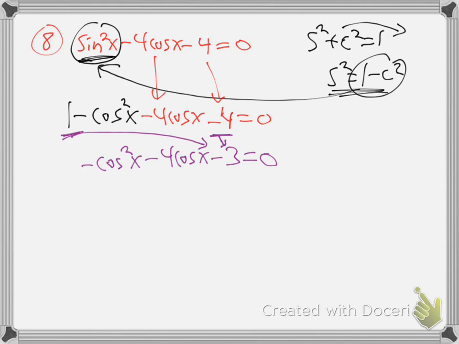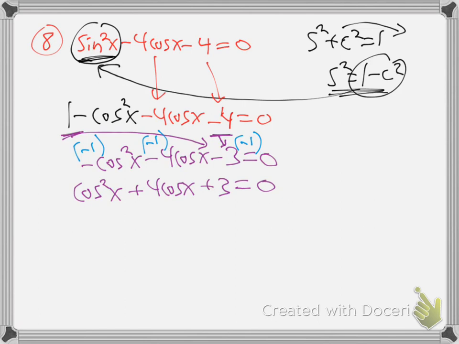Yeah, multiply through by negative, because you don't want your front term, your squared term, being negative. That's just hard to factor. So I would multiply through by -1. Everybody seeing that? Just multiply through by -1. And what do we get? Cosine squared plus 4 cosine plus 3 is 0. Everybody good to there?